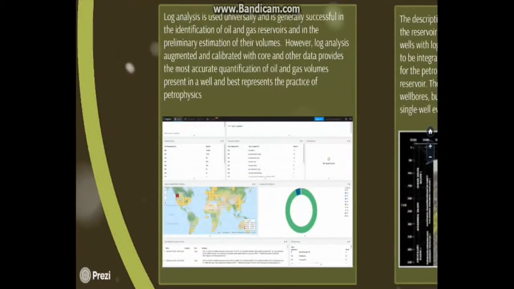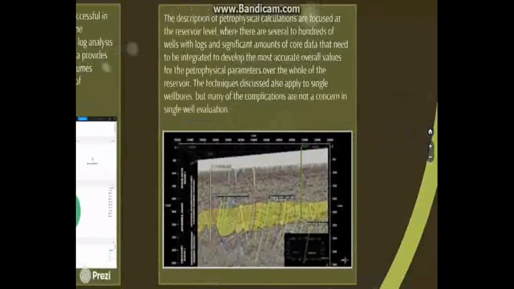Log analysis is used universally and is generally successful in the identification of oil and gas reservoirs and in their preliminary estimation of their volumes. However, log analysis augmented and calibrated with core and other data provides the most accurate quantification of oil and gas volumes present in a well and best represents the practice of petrophysics.